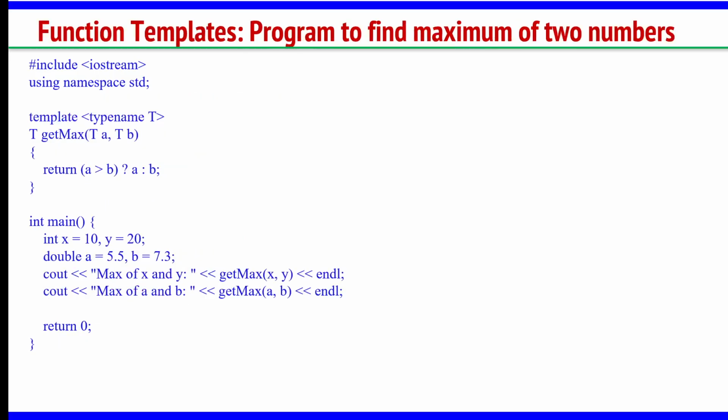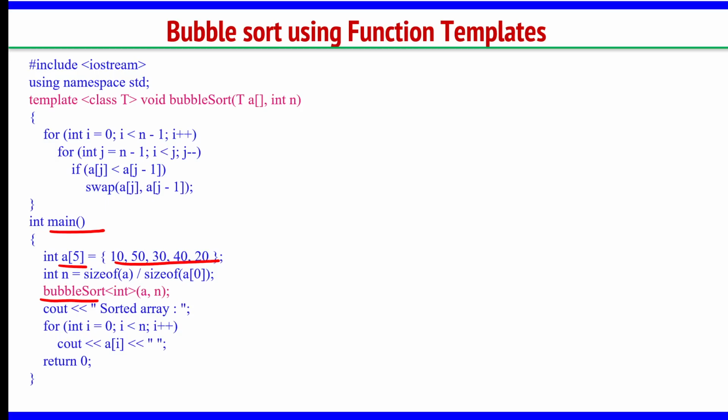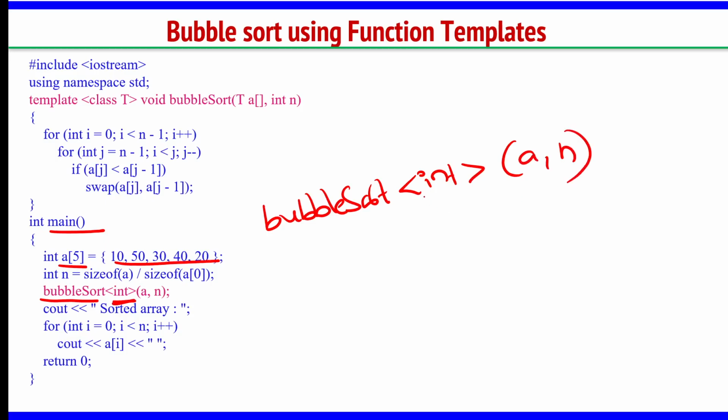See, when you are calling the function, you have to give the type. So bubbleSort, you are giving int, okay, a comma n. When you are sending this, this function is called here. Again, this is an example with class, but still we are using this function for bubble sort. So typename is replaced with class here. You can even use class here instead of typename, right?